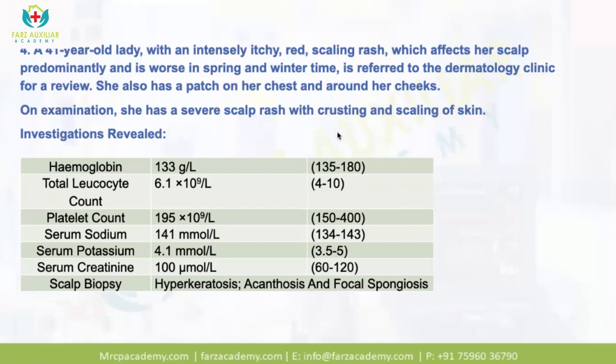Usually with psoriasis, you don't get crusting. So she must be having something else. And there's hyperkeratosis, acanthosis, and focal spongiosis. This focal spongiosis actually gives this oozing and crusting.